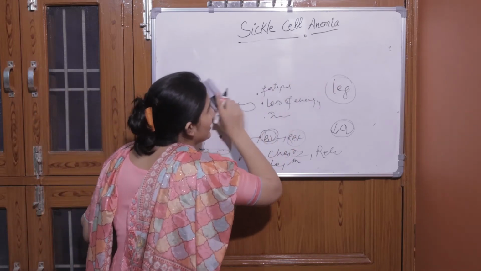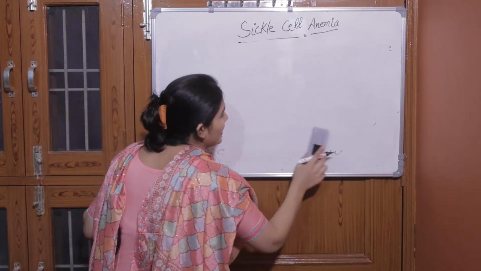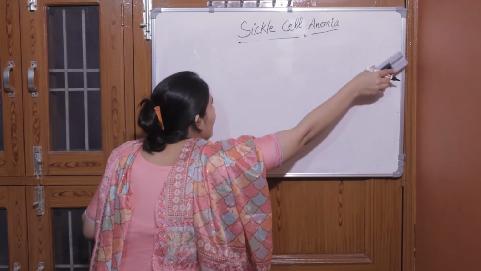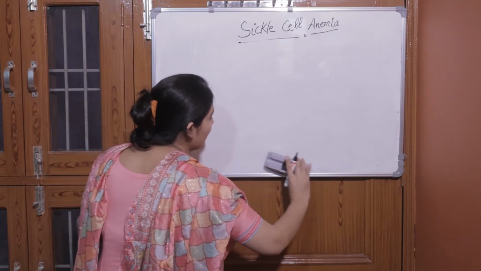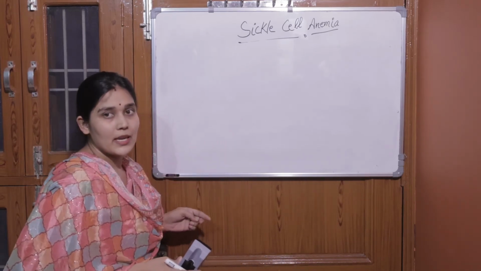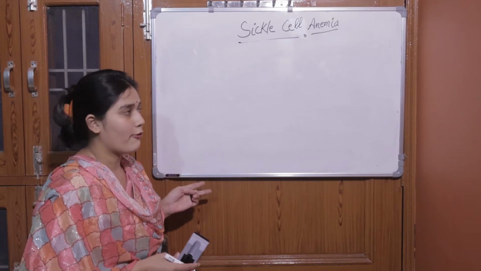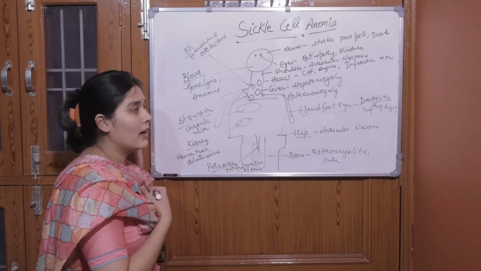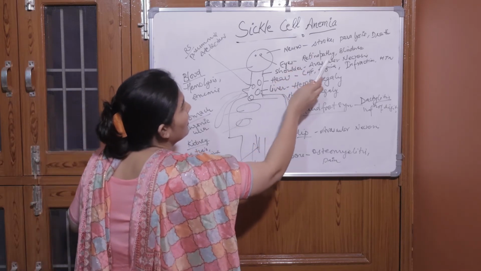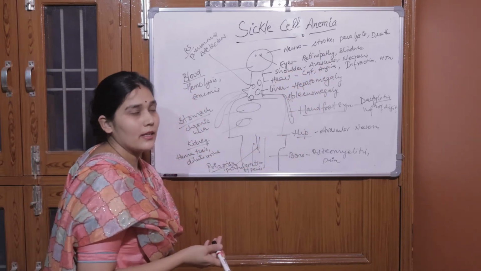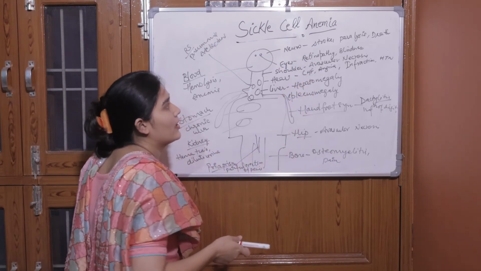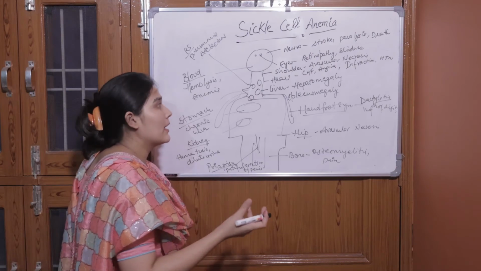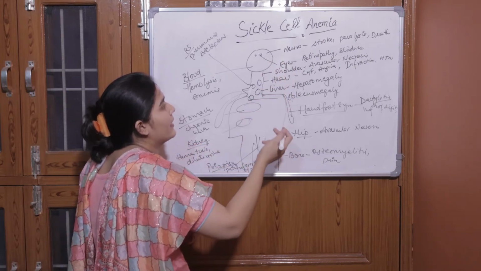Now we will see how it is affecting each and every system. There is one diagram we will make, and we will learn how the RBCs and the oxygen supply affect each system. Now we will see how sickle cell anemia affects the whole body. In the brain, it may lead to stroke, paralysis and death. In the eyes, it will lead to retinopathy and blindness because of sticking of the sickle shaped RBCs into the retina of the eye.